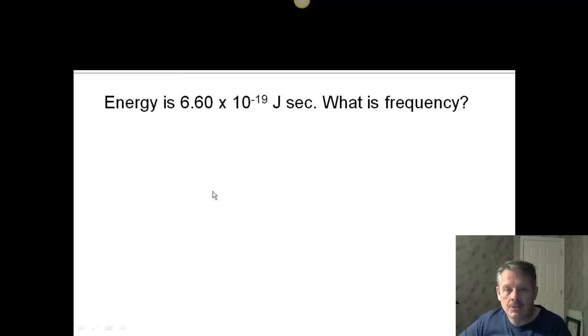All right, let's try this one. Energy is, no, it's not joule seconds, it's just joules. Energy is 6.6 times 10 to the minus 19th joules. What's the frequency? Well, again, energy is equal to Planck's constant times frequency. I'm trying to get frequency all alone, so frequency is equal to energy divided by h.